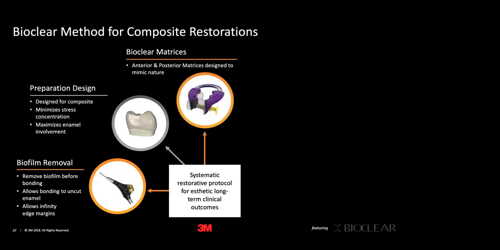The next thing is the Bioclear matrices. These are not sectional matrices. These are anatomic tooth forms, and they have a lot of features that are very different than you could ever do with a metal matrix. So it is quite an engineering feat to take these matrices, put one on the mesial and one on the distal, and essentially create a crown without having to do a diagnostic wax-up or any stents or layering.